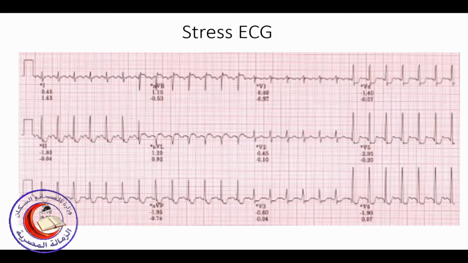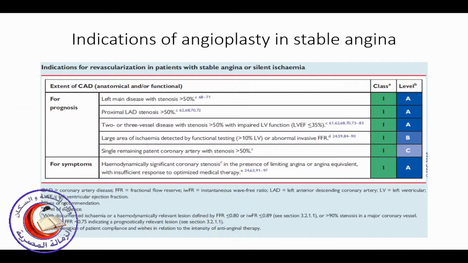Why are we doing angioplasty or coronary revascularization in chronic coronary syndromes? For 2 reasons. The first is symptoms. That is, if you have a significant coronary artery stenosis in the presence of limiting angina or exertional pains, or angina equivalent, like the shortness of breath our patient has, with insufficient response to optimal medical therapy. So symptomatically, yes, it's class 1A, but does it improve the outcome? Not in all cases.